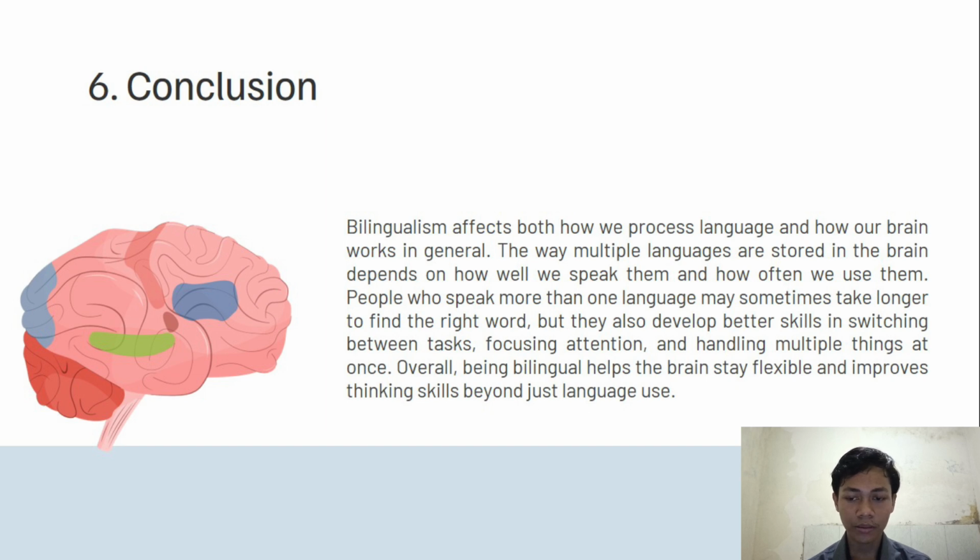Next is the conclusion. Bilingualism affects both how we process language and how our brain works in general. The way multiple languages are stored in the brain depends on how well we speak them and how often we use them. People who speak more than one language may sometimes take longer to find the right word, but they also develop better skills in switching between tasks, focusing attention, and handling multiple things at once. Overall, being bilingual helps the brain stay flexible and improves thinking skills beyond just language use.